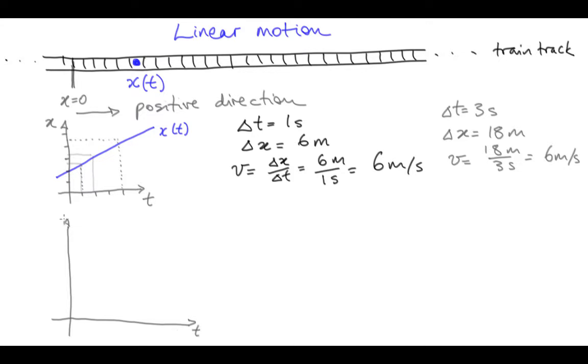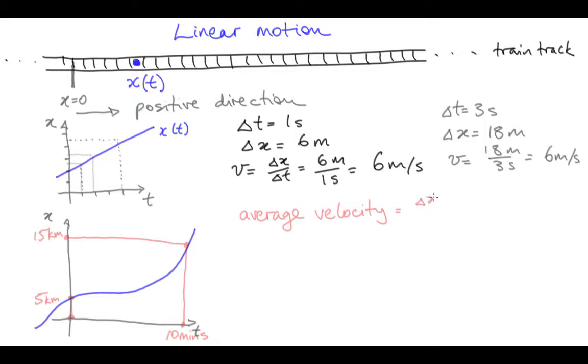Now let's look at a graph of x that is not a straight line. We see from this graph that the train travels 10 kilometers in a 10-minute interval, and we can calculate the average velocity for this trip as 60 kilometers per hour. This is the slope of the line that joins the point at x for time equals 0 to x at time equals 10 minutes. If the train had had a constant velocity for those 10 minutes, the x of t curve would look like that red line.